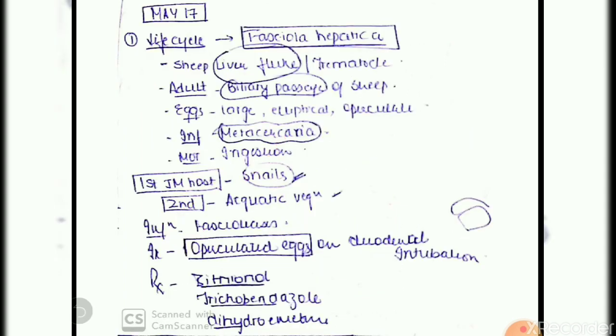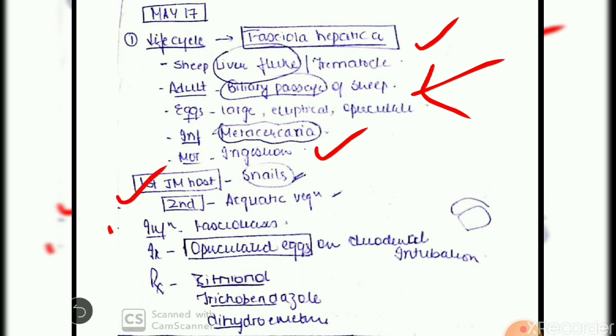The next question is on the life cycle of Fasciola hepatica. Hepatica means liver. So liver fluke. Adult is in the bile passage of sheep, and the infective form is very important. It is metacercaria. First intermediate host snail. Second intermediate host aquatic vegetation. Right, and very important is the treatment: bithionol, triclabendazole, and dehydroemetine. Right, and very important, they have a lid on top, so they are known as operculated eggs.